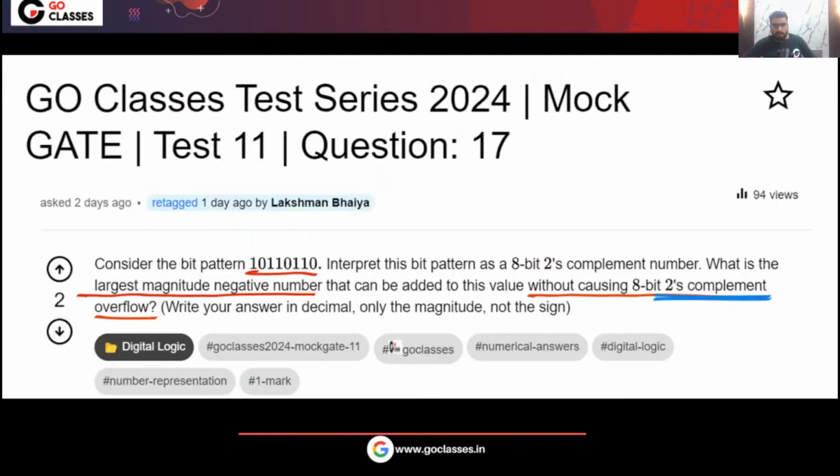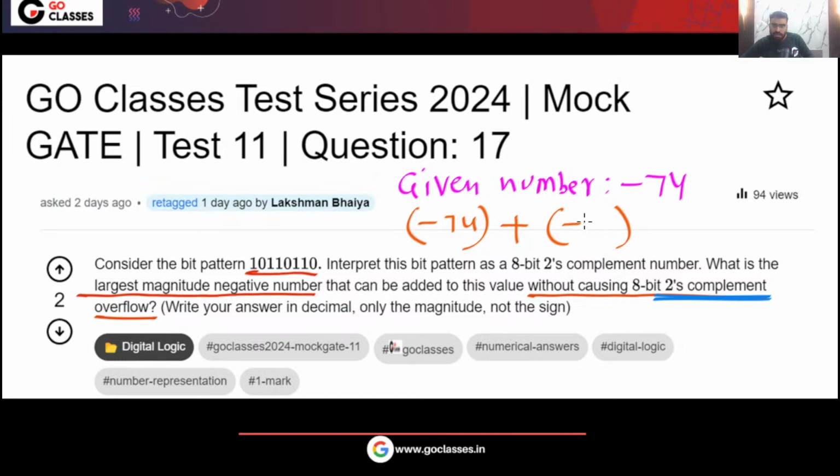So remember, for this question, please understand, the given number is minus 74. And to this minus 74, the largest magnitude negative number that you can add is the one such that there will be no overflow. The correct result will be minus 128. So there is no overflow.